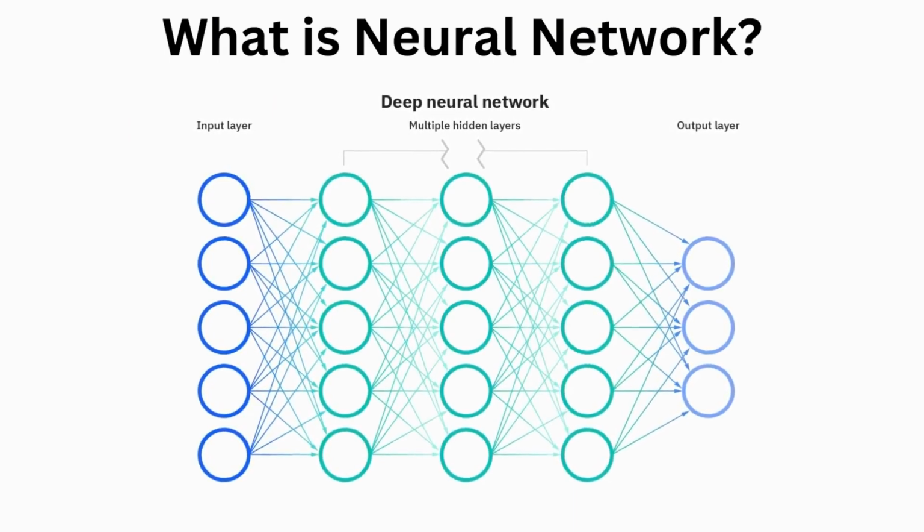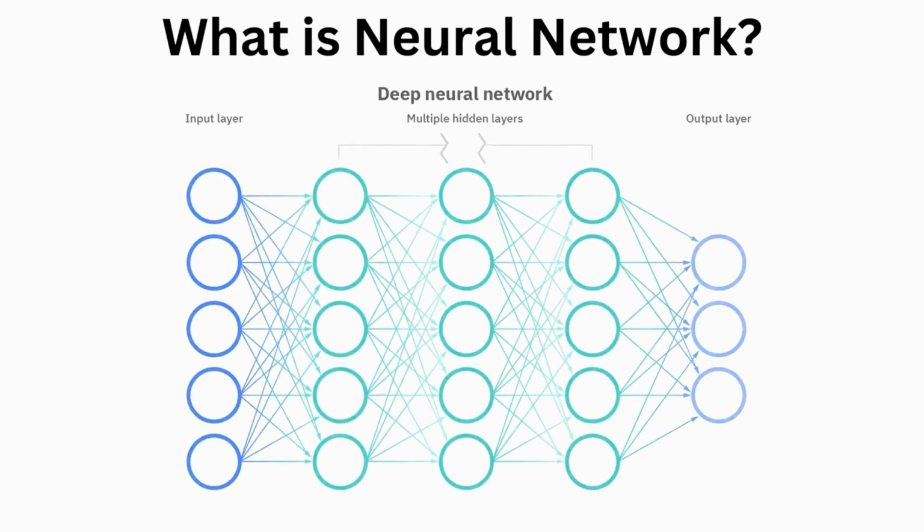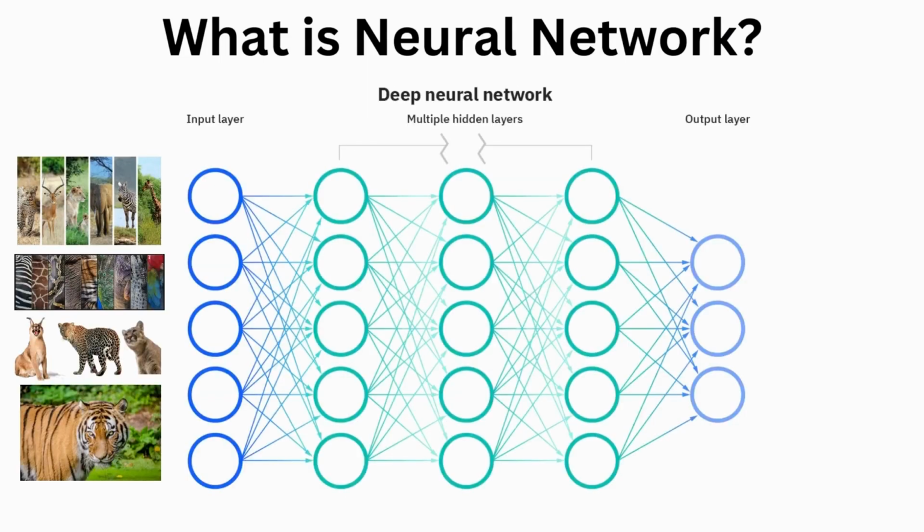To train a neural network, we give it lots of examples of the problem we want it to solve. For example, if we want the neural network to recognize different types of animals in pictures, we might show it lots of pictures of animals and tell it what kind of animal is in each picture. The neural network will try to learn from these examples and will become better and better at recognizing different types of animals as it sees more and more examples.